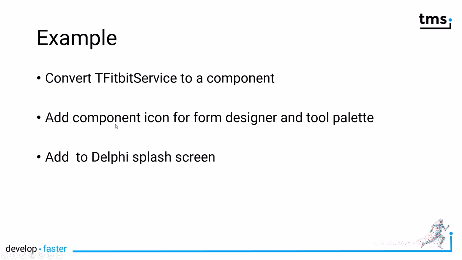So what we're going to do in this example, first we're going to convert the existing TFitbitService that we created in the last video into a component, and then we're going to add a component icon for the form designer and for the tool palette. This is all showing the case of a VCL application, but because it is FNC, the FNC control will also be drawn correctly in any of the other form designers. There might be modifications necessary for the tool palettes in the Lazarus IDE. I have not looked into that, but the component itself, the icon, will draw on all the different platforms.